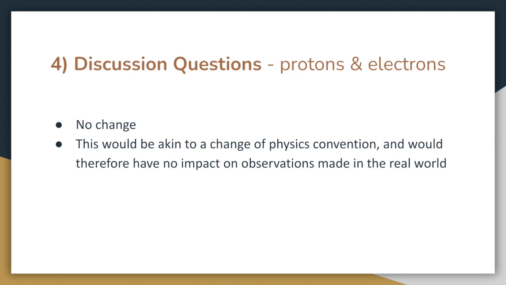As for this discussion question, what would happen if electrons had positive charge and protons had negative charge? Simply put, this would have no effect on our observations, as this scenario playing out would be akin to a change in physics convention without any real impact on the world and our observations.